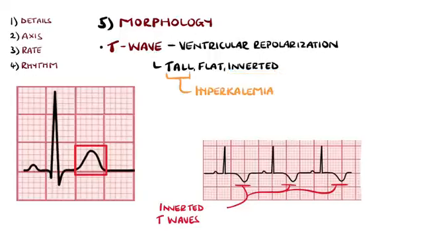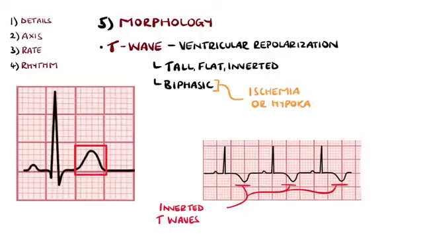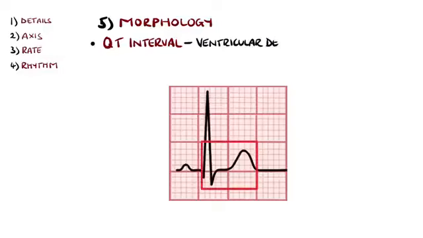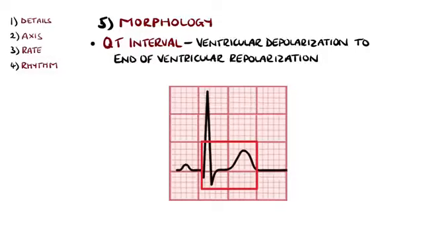The classic example of tall T-waves is hyperkalemia, and biphasic T-waves, meaning T-waves that have both a positive and negative component, are usually due to ischemia or hypokalemia. The interval between the start of the Q wave and the end of the T wave is the QT interval, and it represents the time taken from the start of ventricular depolarization to the end of repolarization.